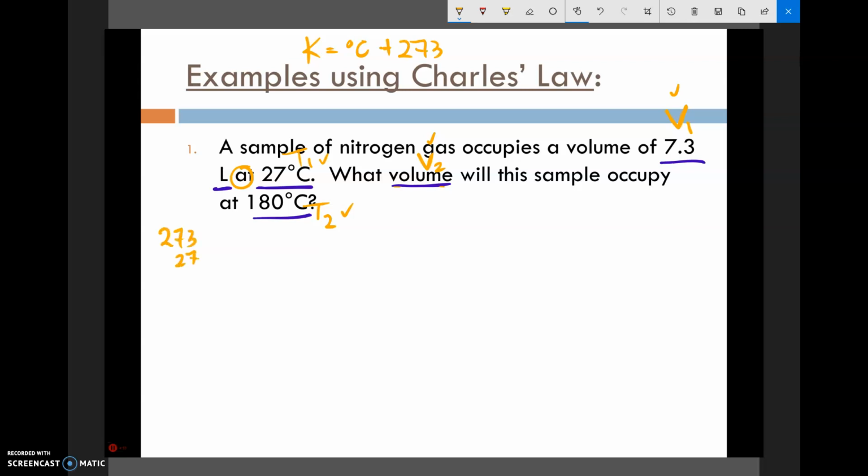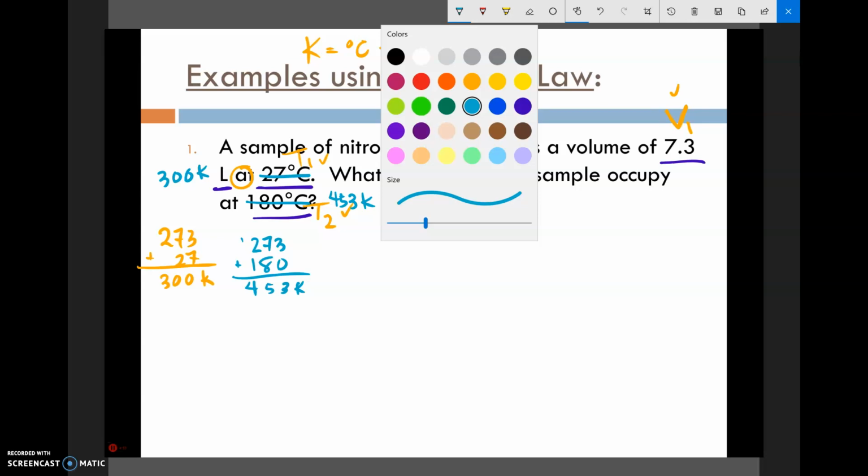273 plus 27 is 300 Kelvin. So that's going to be this right here now. We're going to have 300 Kelvin for our T1. And then for our second value, we have 273 plus 180 Celsius, which is going to give us 453 Kelvin. So that's our second value, 453 Kelvin.